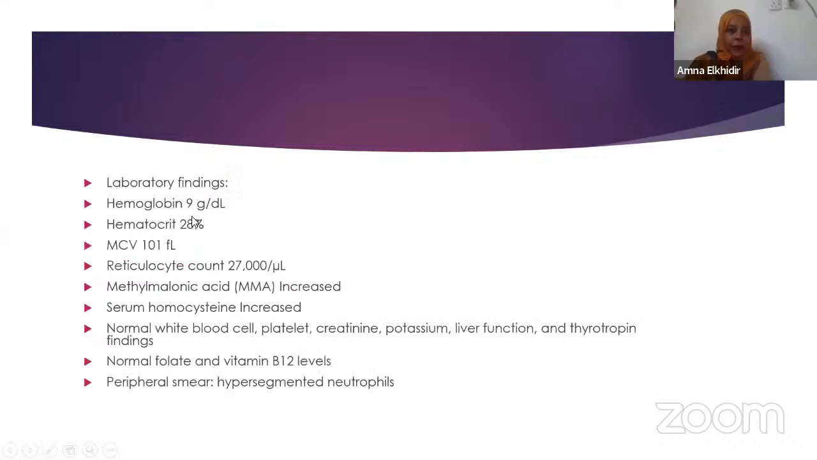I think here we have macrocytic anemia and normal erythrocyte count and increased MMA plus hypersegmented neutrophil. This goes with B12 deficiency.